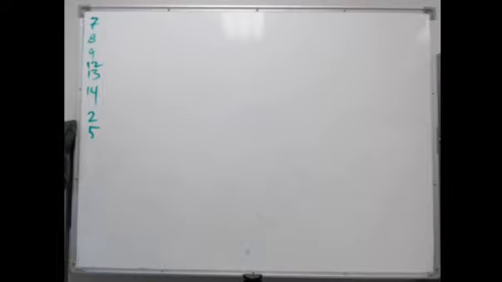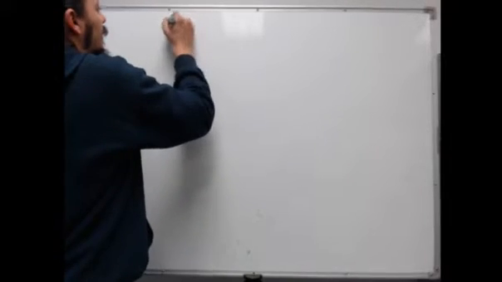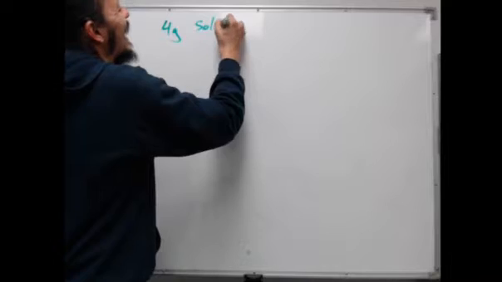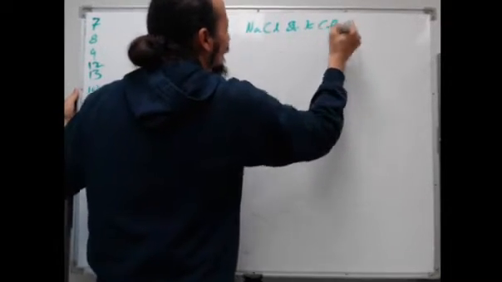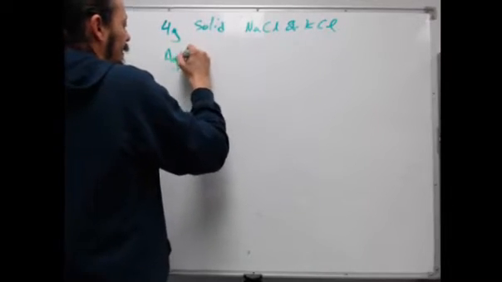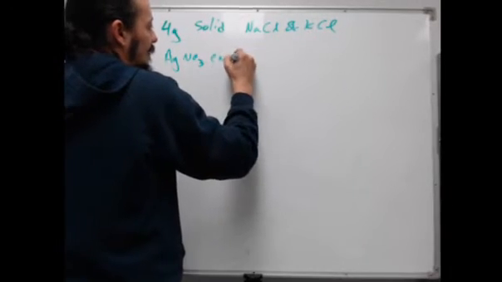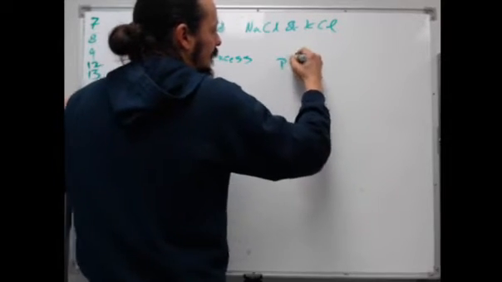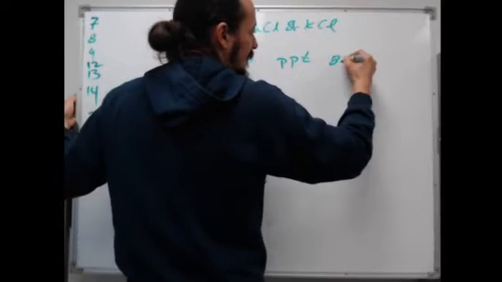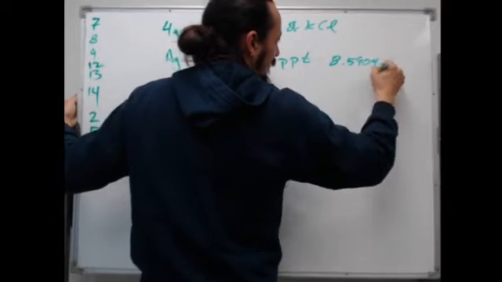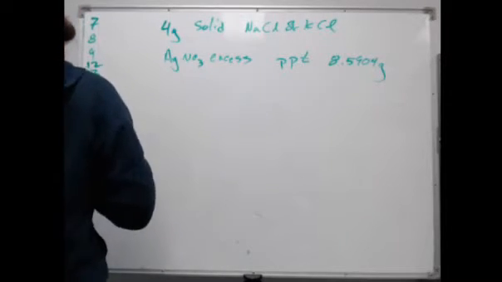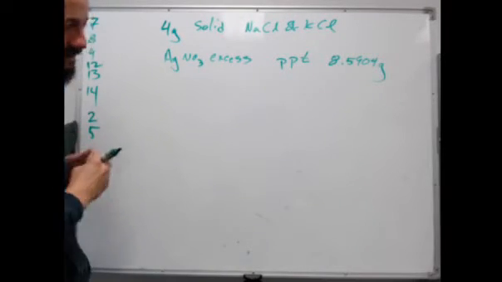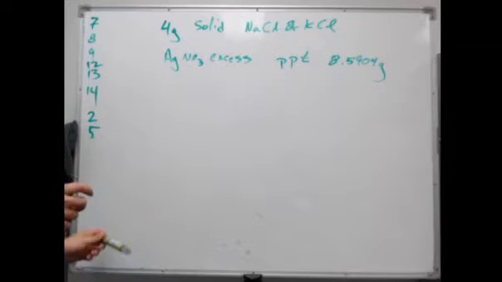Okay. Number 2 is a 4-gram sample of a solid mixture is known to contain only sodium chloride and potassium chloride. The sample is dissolved in water and excess silver nitrate is added, resulting in the formation of a white precipitate. When the precipitate is filtered from the solution and dried, it weighs 8.5904 grams. And then, what's the precipitate? Write the balanced net ionic equation and calculate the percentage by mass of sodium chloride and potassium chloride in the original sample. I'm so mean.